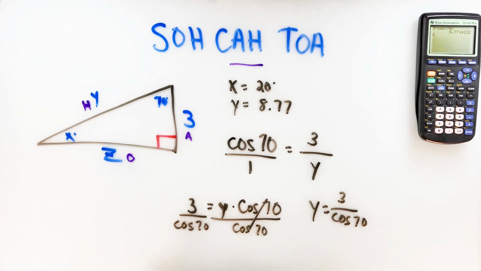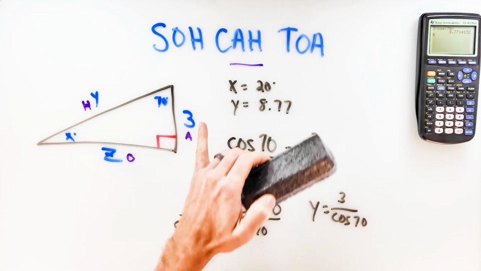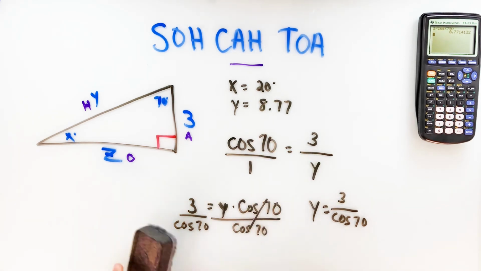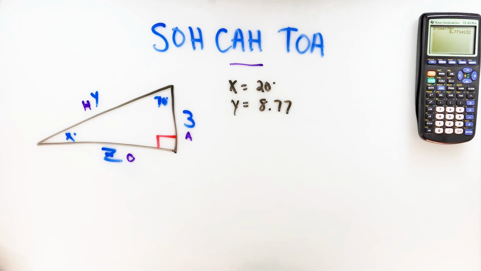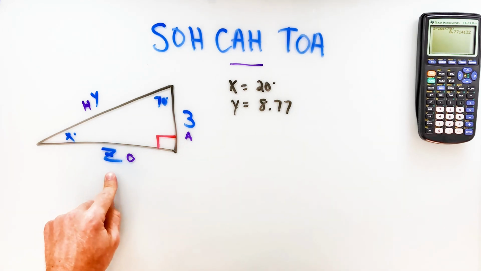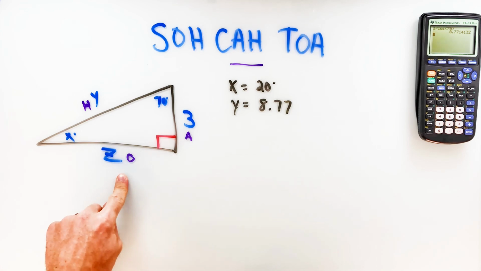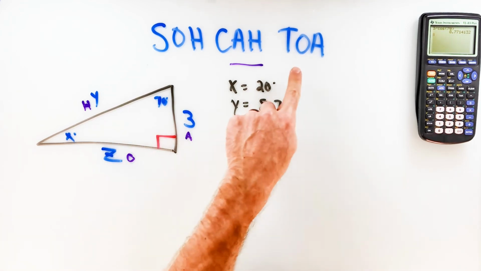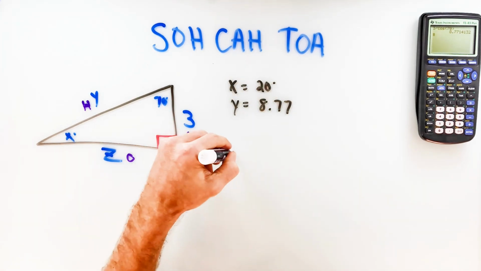Okay, last thing, z. Just like before, I could use Pythagorean Theorem. In this case, I could go a squared plus b squared equals c squared, but because I've rounded that 8.77, I'm going to kind of avoid that. I'm going to go back to my trig functions to solve for z. Z is opposite of the 70-degree angle. 3 is adjacent, so opposite and adjacent. I can go over to tangent. So we're going to use the tangent function.